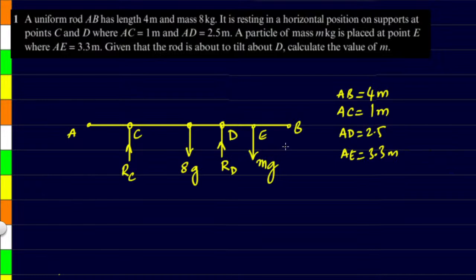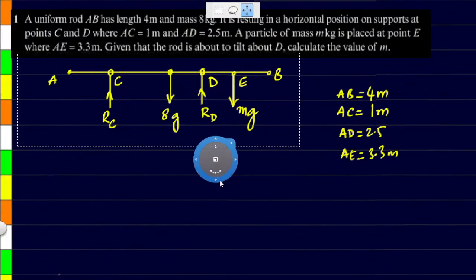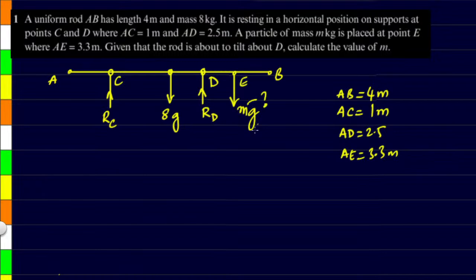Okay. So now we need to solve it. It's asking us to calculate the value of m. So how to find it? Given that the rod is about to tilt about the point D, that means the RC value should be 0, correct? Because it is about to tilt about point D, this value becomes 0. That's the information we should use.